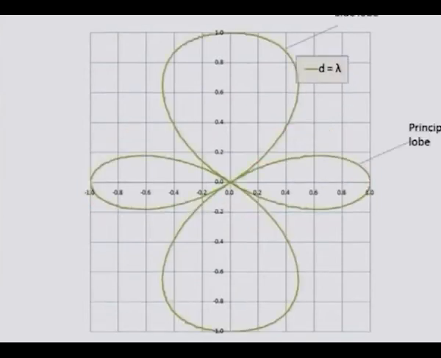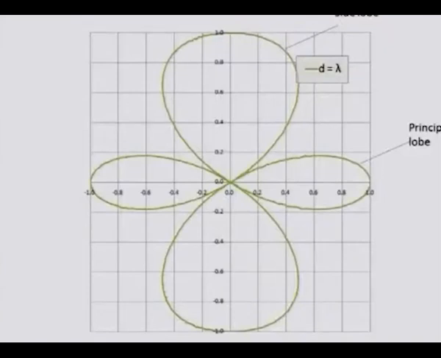Next is this picture, where d over lambda equals 1, and what we see here is that we have 4 lobes. 2 lobes correspond to the 0 and 180 degree directions, and 2 other lobes correspond to the 90 and 270 degree directions. One very interesting feature is that the lobe is much sharper in the 0 degree direction compared to the 90 degree direction. In the 90 degree direction the lobe is fairly wide, but in 0 degrees it is very sharp and pointed. The 0 degree direction lobe is known as the principal lobe, and the vertical lobes are called side lobes.